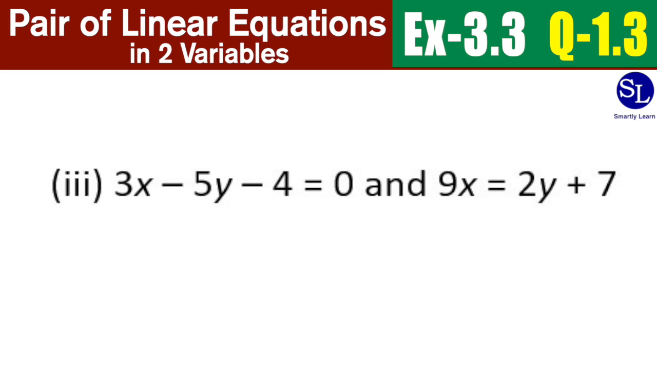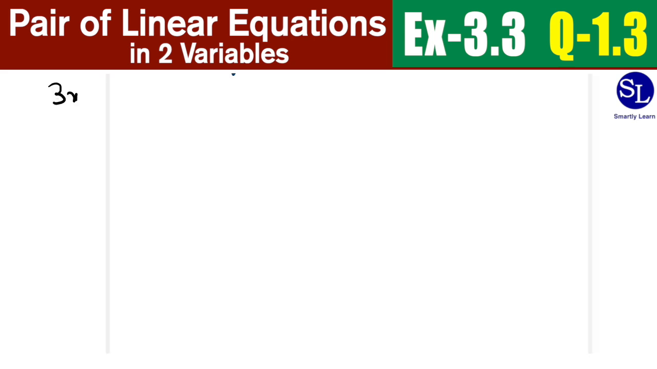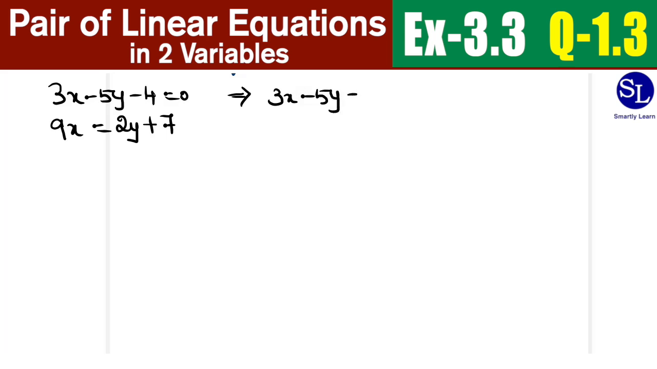So first let's make a note of these two equations. 3x minus 5y minus 4 is equal to 0 and 9x is equal to 2y plus 7. I'm going to rearrange these two equations slightly. So let's see how the first one goes. So this is 3x minus 5y is equal to plus 4. I'm just collecting all the variables one side and the constant the other side. Similarly, let's do it for the second equation. So 9x minus 2y is equal to plus 7. So these are the rearranged equations.